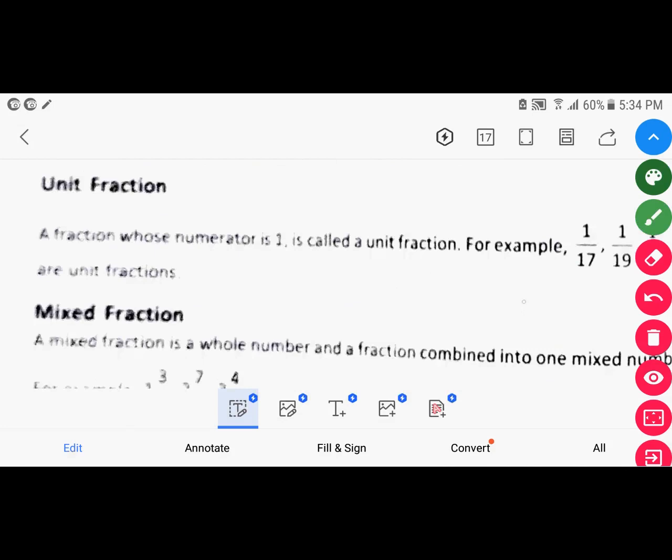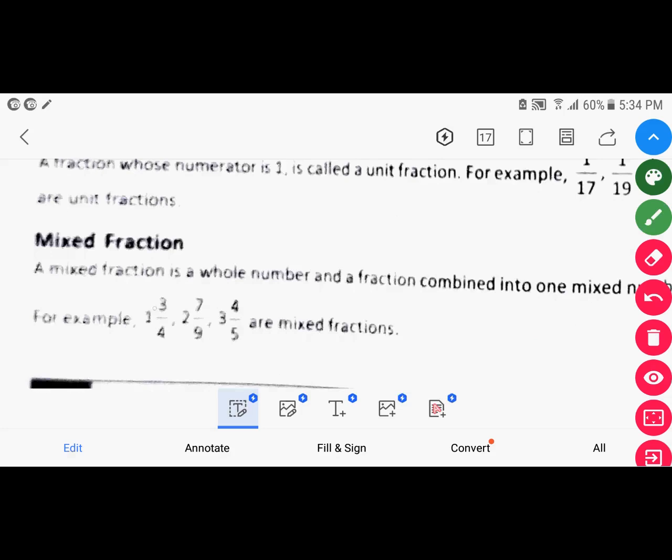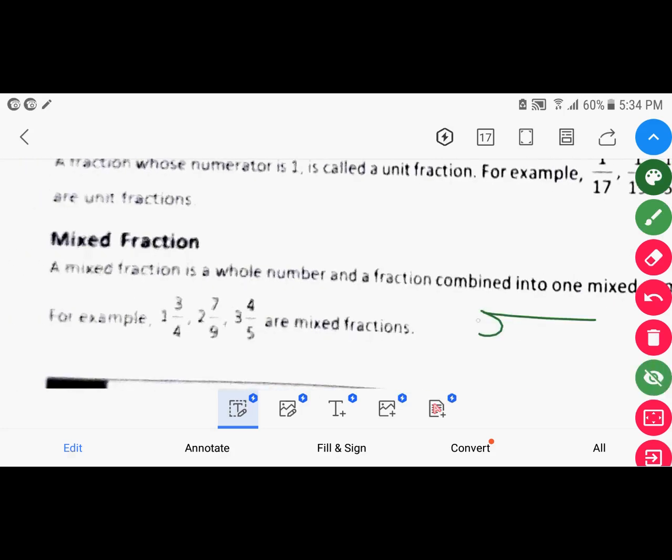What is meant by mixed fraction? The fraction which is composed of a whole number and a fraction is known as mixed fraction. One of the examples is 1 and 3 by 4. Here, suppose I take one number, like say 18, and if I divide this 18 by 4, 4 4s are 16, 2 will remain. So this is divisor, this is dividend, quotient, and this is remainder.